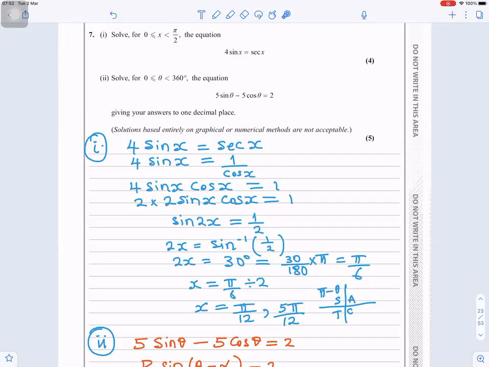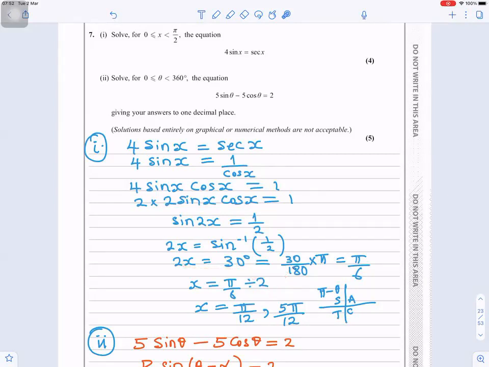Now we have sine 2x. We take this 2 to the right hand side, it becomes divided by 2. So sine 2x equals a half. So 2x will be inverse sine of a half. So 2x will be 30 degrees. And 30 degrees is the same as pi over 6. To change from degrees to radians, you multiply by pi over 180. So 2x is pi over 6. So x is pi over 6 divided by 2. Take the 2 to the right, it becomes divided by 2. So x is pi over 12.